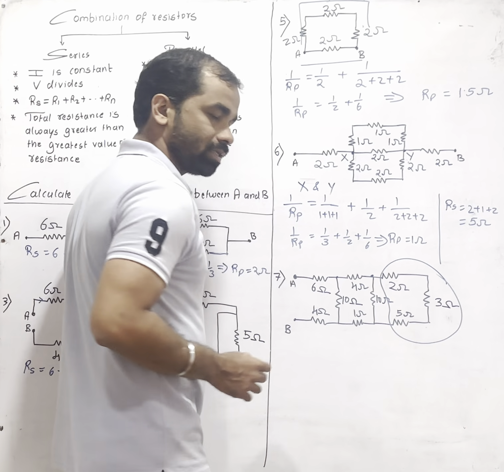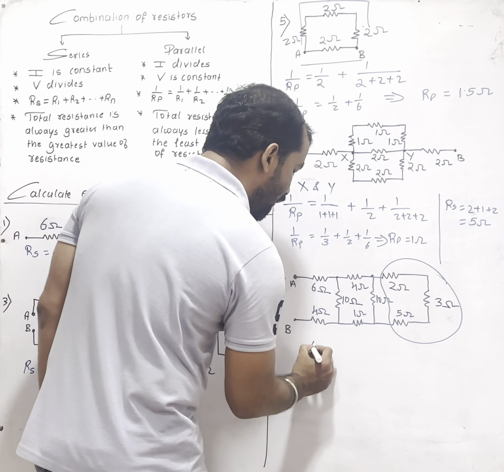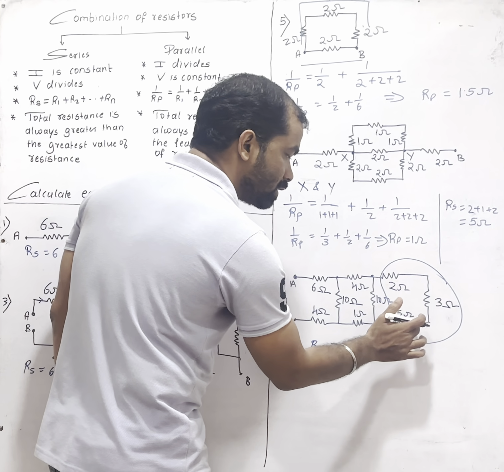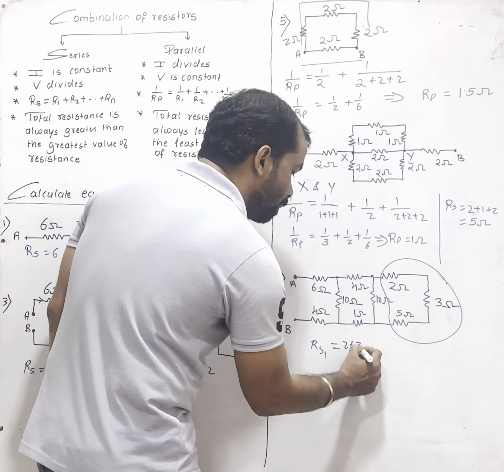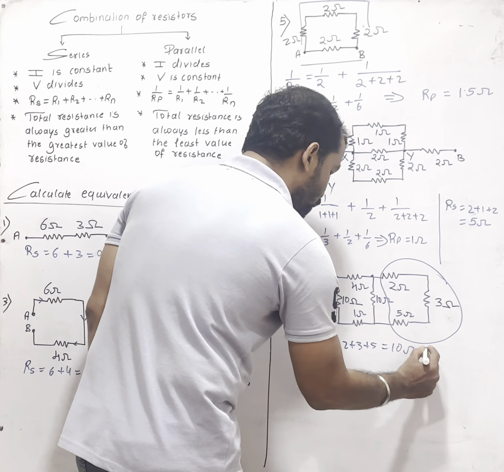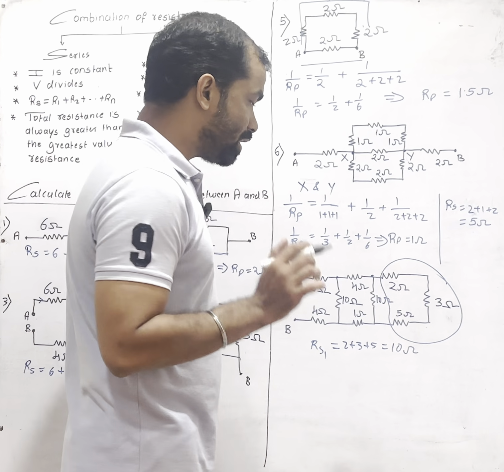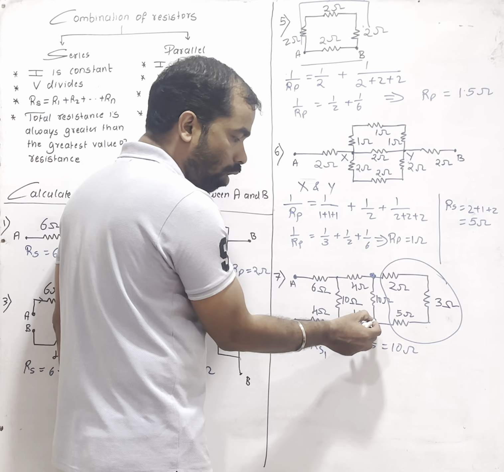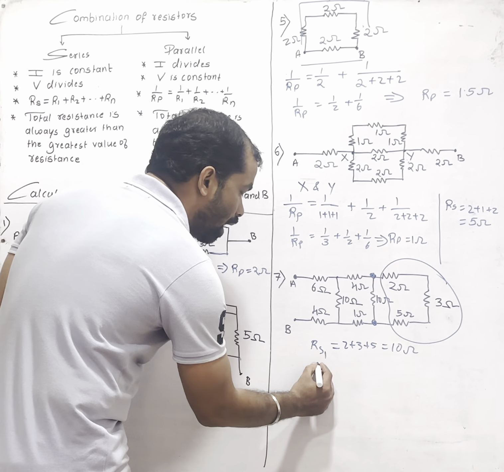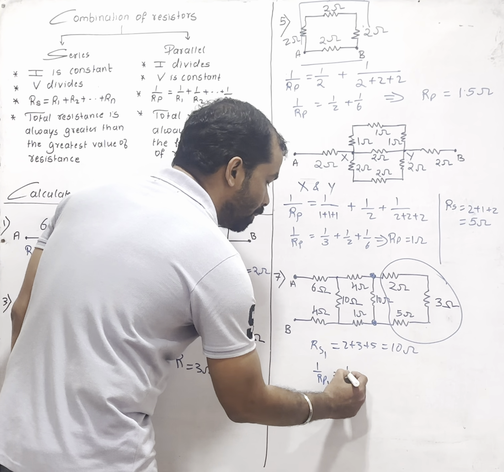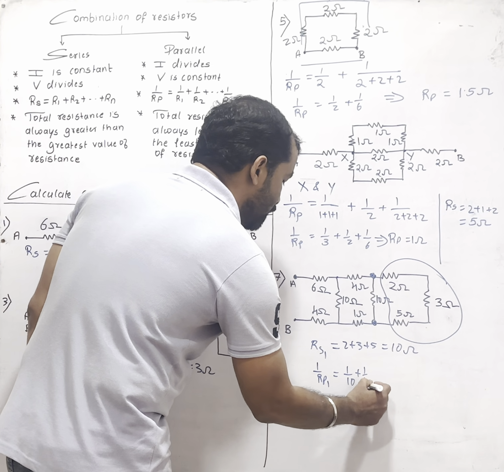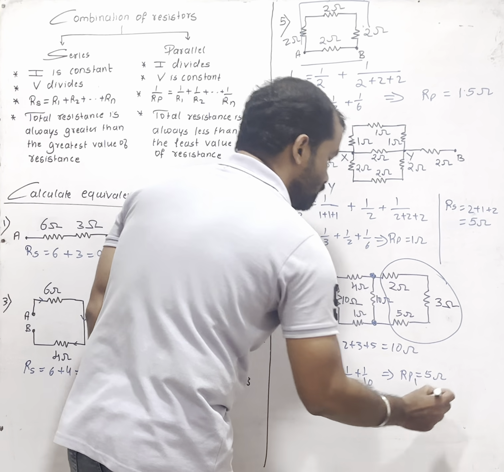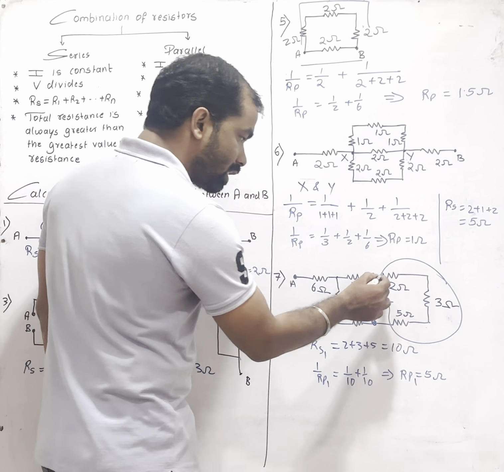These three are in series. So first thing will be finding RS1. This is 2 plus 3 plus 5, that is 10 ohm. Now RS1 that you got is in parallel with this 10 ohm because there is a common junction. So I will find RP1. 1 upon RP1 will be 1 upon 10 plus 1 upon 10. On solving, you will get RP1 is 5 ohm.